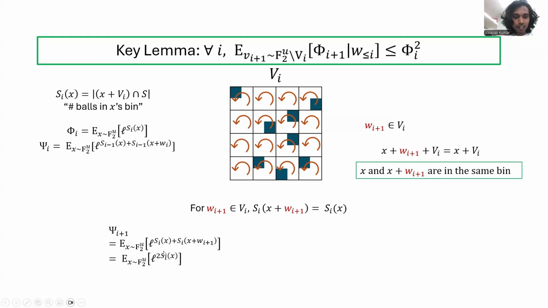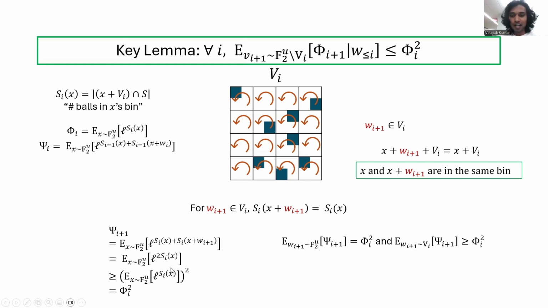And now using convexity of the square or Cauchy-Schwarz, we can lower bound this by taking out the square as follows. And then now the term inside the square is just phi sub I. So boom, we have for every W sub I plus 1 in V sub I, psi sub I plus 1 is greater than or equal to phi sub I squared. And this gets us what we want, and we can finally finish.